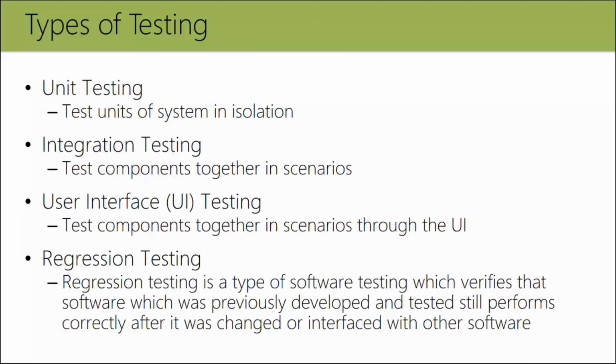Here are the different types of testing that are typically used. There are several others, but I've only highlighted the important ones. The first one is unit testing, which simply tests the units of the system in isolation. So you pick up a field, for example, on that form, and then you test that. And you go one by one and progress further.